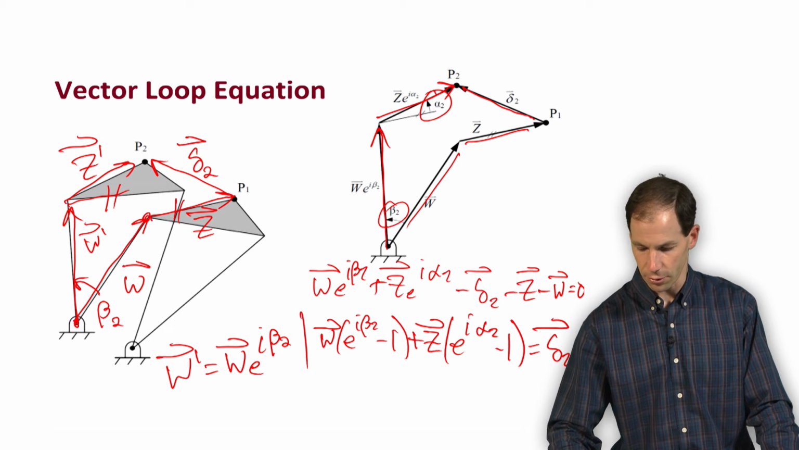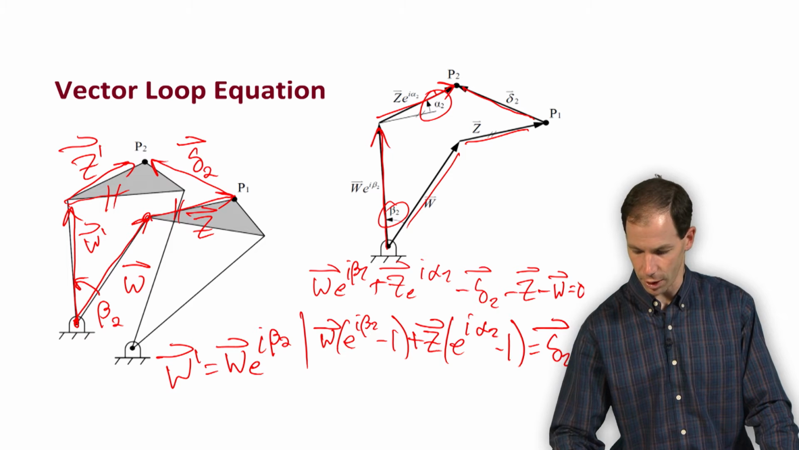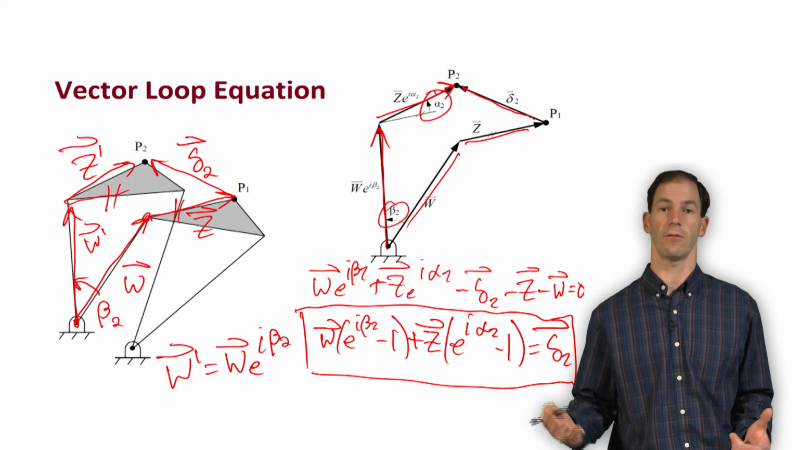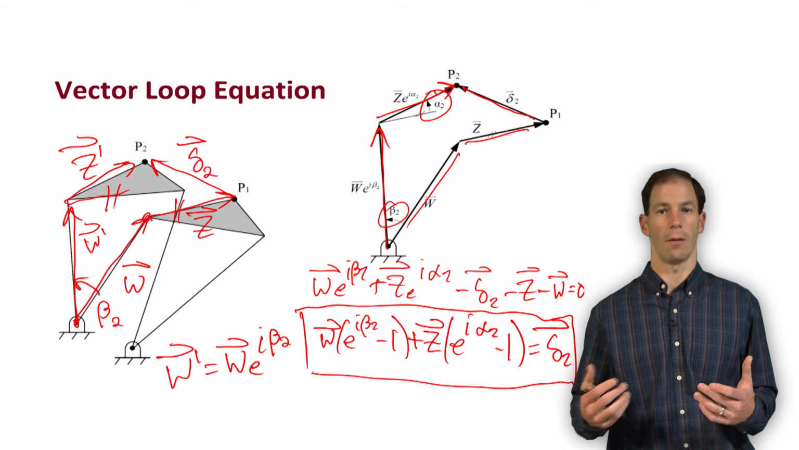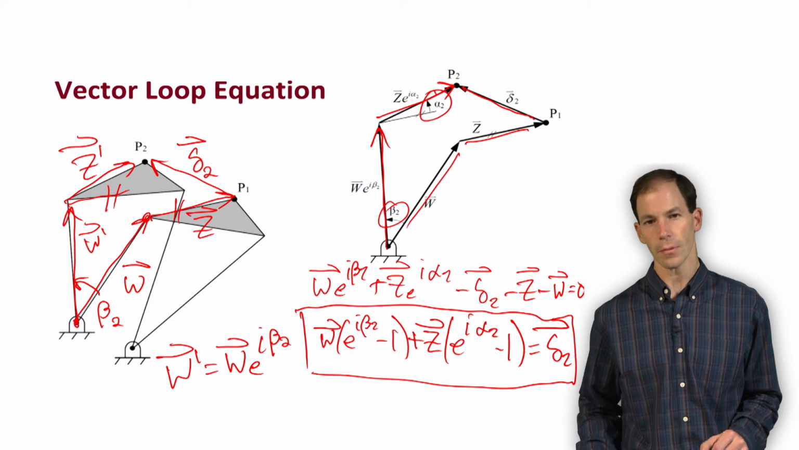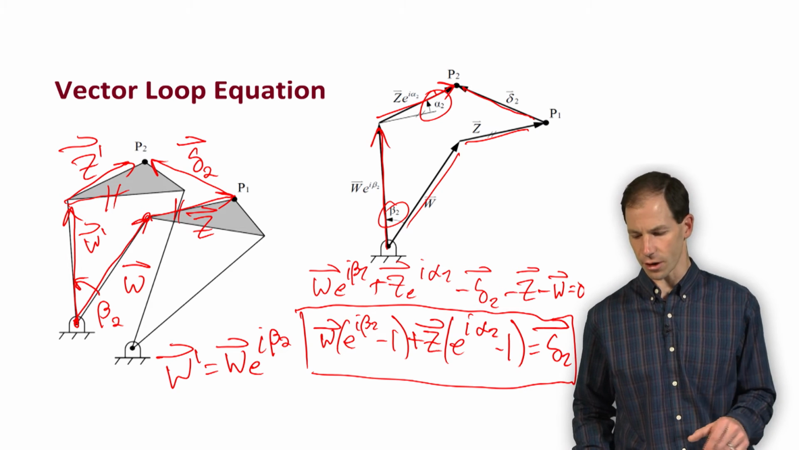This is now what we refer to as our standard form equation whenever we're doing synthesis. And we're going to use this over and over again, whether or not we're doing 2, 3, 4 precision positions, motion, path, or function. We're going to use this standard form equation over and over. So this is now, let me jump to the next screen here.